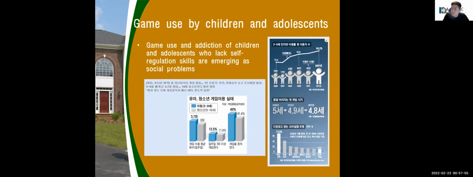This is the whole situation of game use by children and adolescents. The game use and addiction of children and adolescents who lack self-regulation skills are emerging as social problems. It is a very important problem among children and adolescents, because the number of children and adolescents playing games is continuously increasing, and the age of the first experience of gameplay is getting lower year by year.